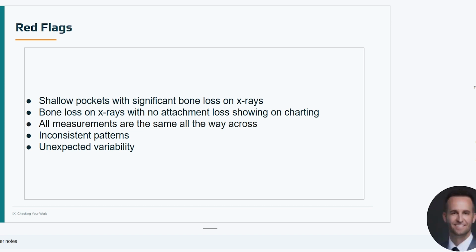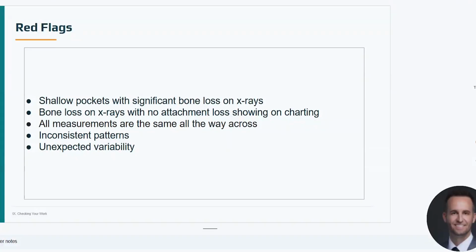So shallow pockets, some of these are red flags. Shallow pockets with significant bone loss. If you're getting a 2 millimeter pocket, but you have tons of bone loss on the x-rays, I'd really go back and check your work, because there's probably a discrepancy there. Or you have bone loss on the x-rays with no attachment loss showing on the charting. I guess that's the same thing I reworded.